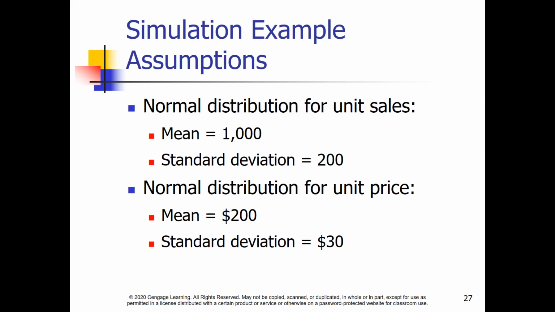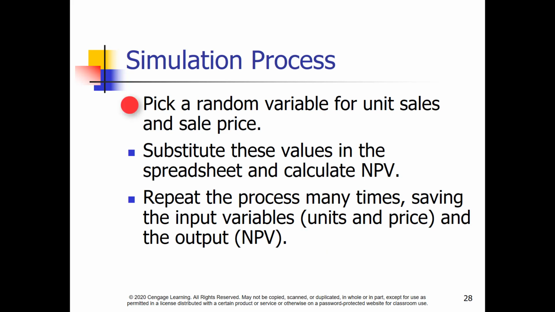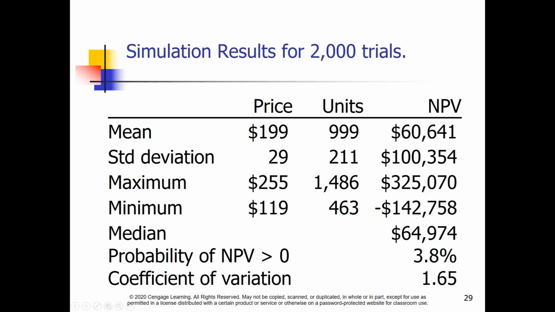Suppose we're only going to analyze unit sales and selling price. We've defined the probability distribution as normal with the given means and standard deviations. The process selects a variable from each distribution randomly, runs the analysis, and calculates NPV. Here are the results of 2,000 trials. The results are shown graphically on a coming slide.